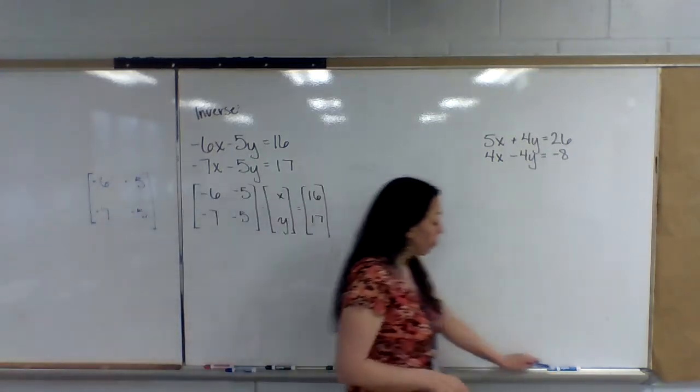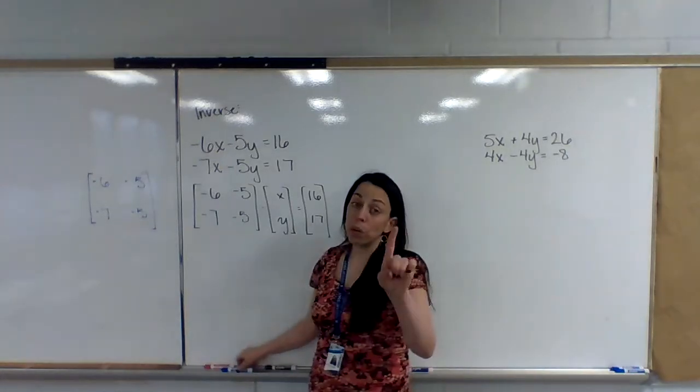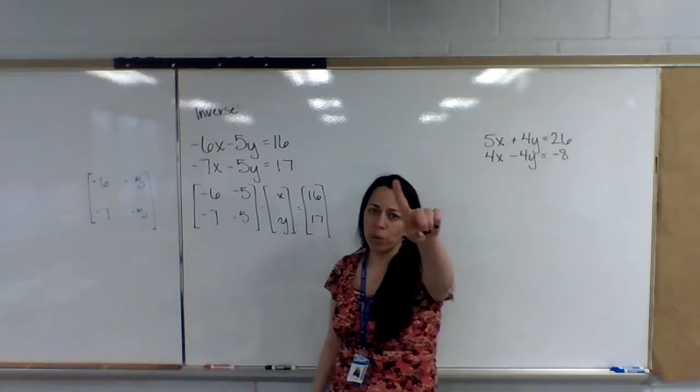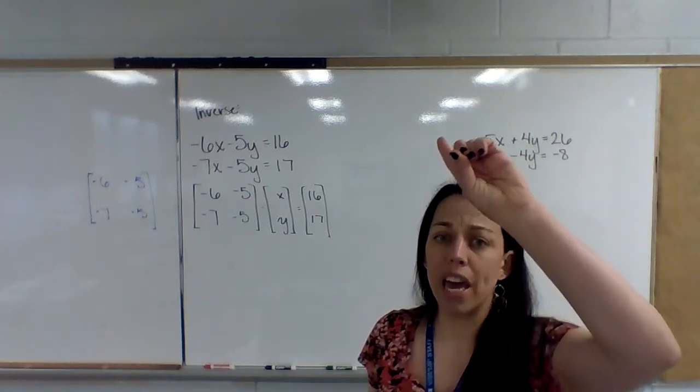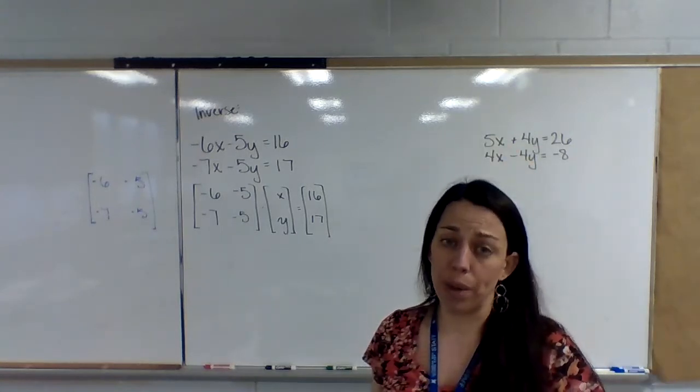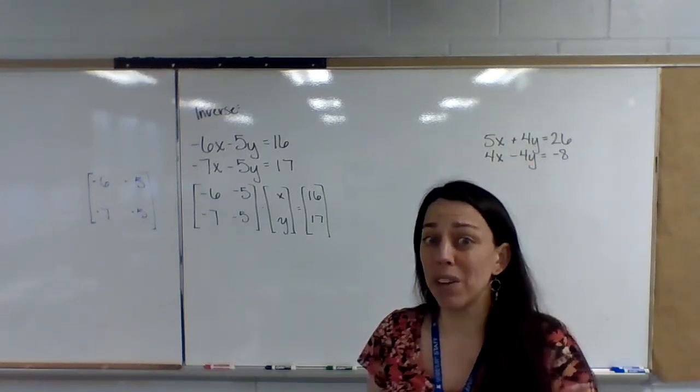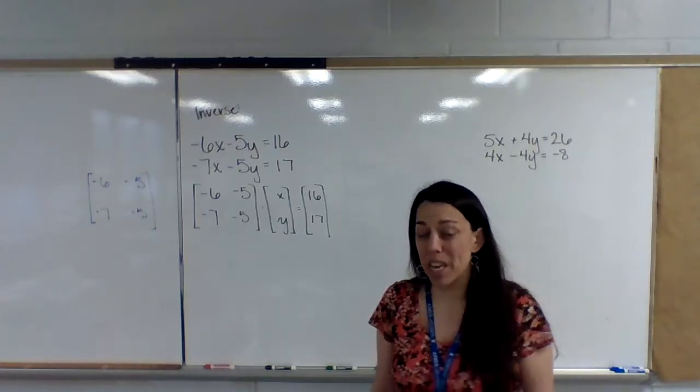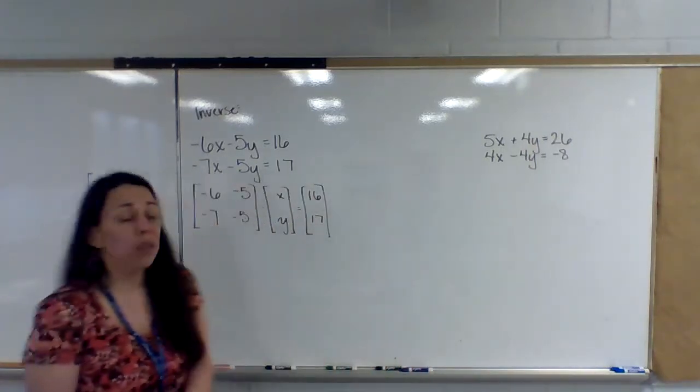Number 1, you can only find the determinant of a square matrix. This is a review for the day. And you can only find the inverse of a square matrix. You can also only find the inverse if the matrix has a determinant. If the determinant is 0, we'd have to do something else.